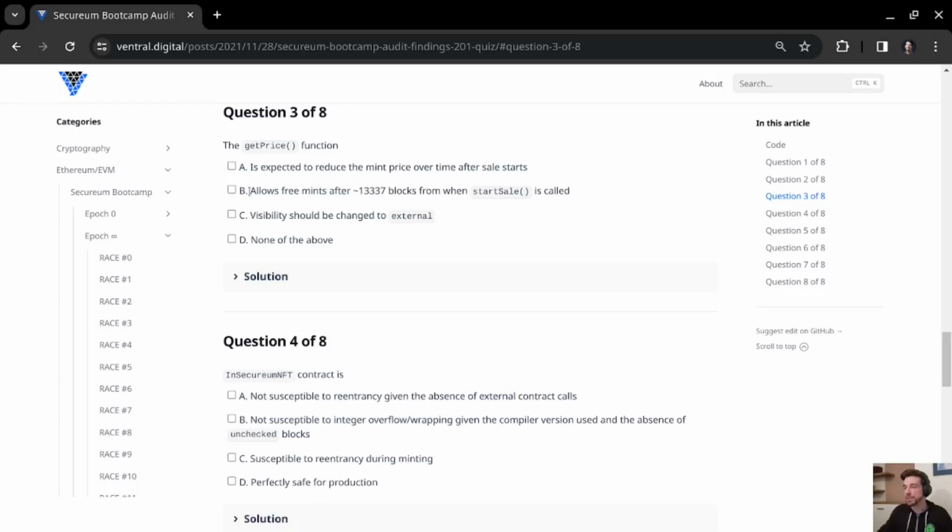Then we have B, which says that it allows free mints after 13,337 blocks from the start sale, from when the start sale is called. Okay, so basically this means that after this many blocks have been mined after the start sale function was called, then minting will be free. And then finally we have C, which says that visibility should be external. So visibility should be changed to external. And let's start with C because it sounds easy.